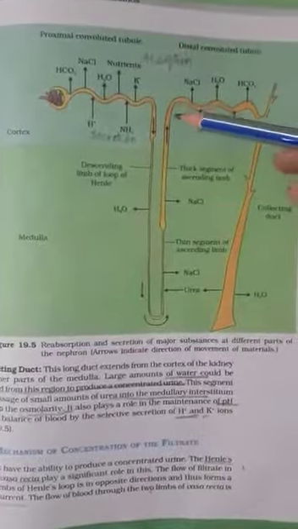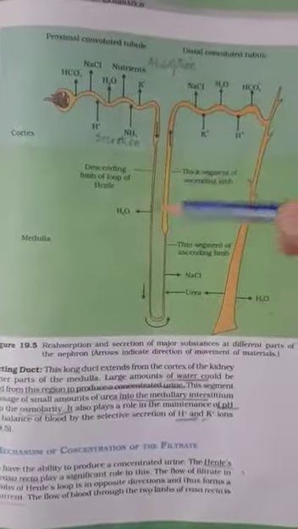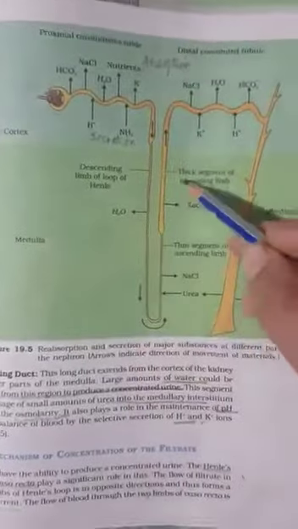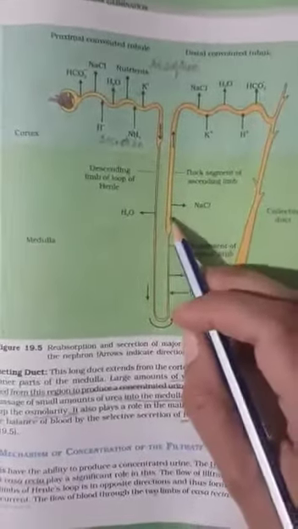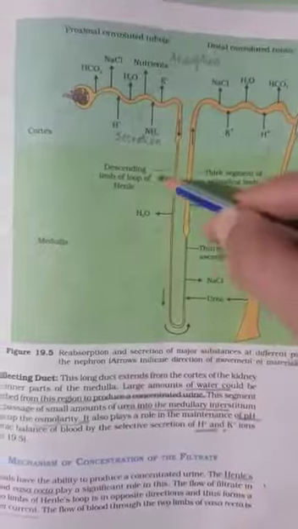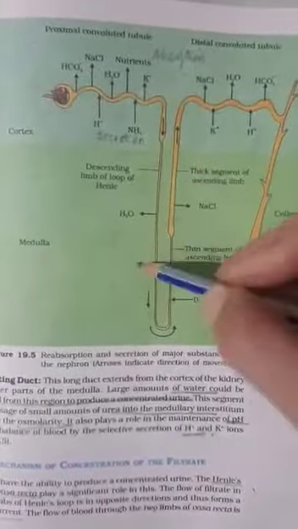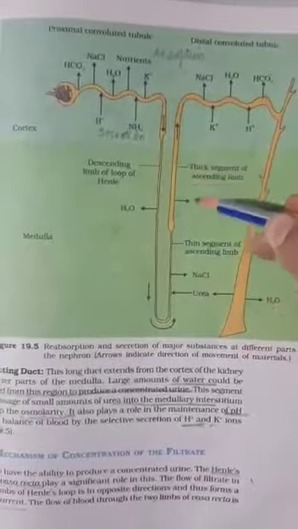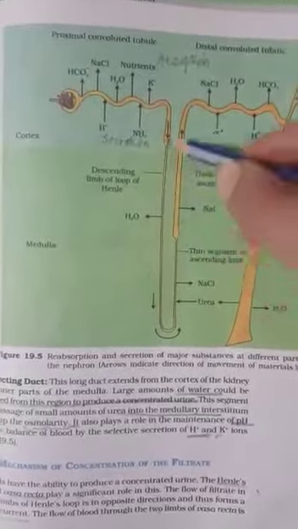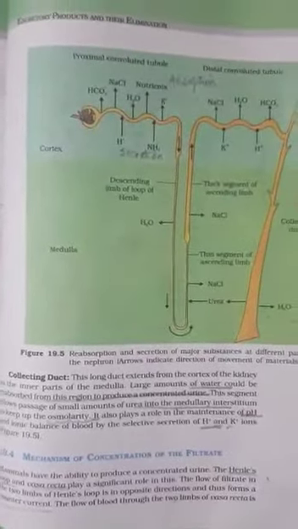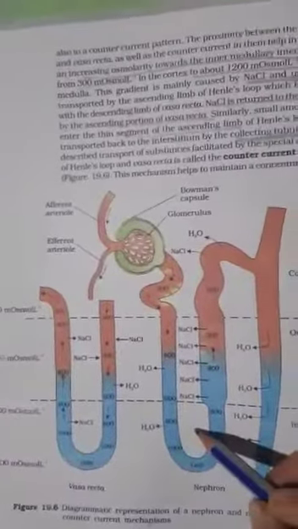In the last lecture video, I told you that in the descending loop, water moves outside, and in the ascending loop, water is absorbed and the electrolytes move outside. So the flow is in the opposite direction: the countercurrent mechanism. Current is flow, mechanism is the process, and counter means opposite direction. So this exchange is called the countercurrent mechanism, which is explained over here also.